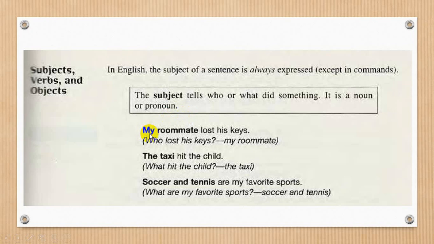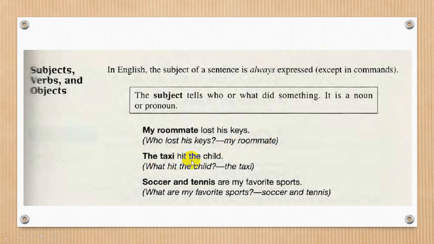منو أو من اللي قام بشيء, يعني ممكن يكون عاقل أو غير عاقل. who للعاقل, what لغير عاقل. Yes, it is a noun or a pronoun. It can be a noun, اسم, أو pronoun, ضمير. My roommate lost his keys. My roommate هو الفاعل, اللي هو زميلي بالغرفة, lost الفعل, his keys المفعول به. Who lost his keys, إذا نجي نسأل عن الفاعل, منو اللي فقد الكيز, نستخدم who للسؤال عن الشخص. The answer is going to be my roommate.